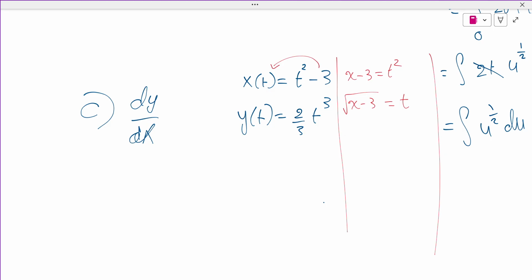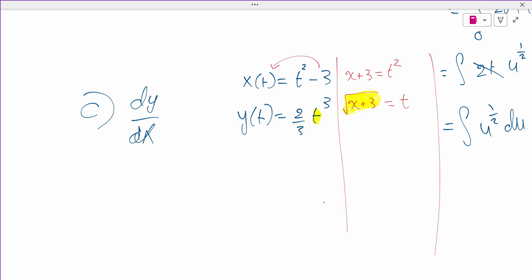So what did we do in this step? We isolated, should be plus, right? Yes, plus. So we isolated t from the first equation. Now t equals this amount, the square root of x plus 3. If we put it in the second equation, then we will be getting an equation that involves x and y only.